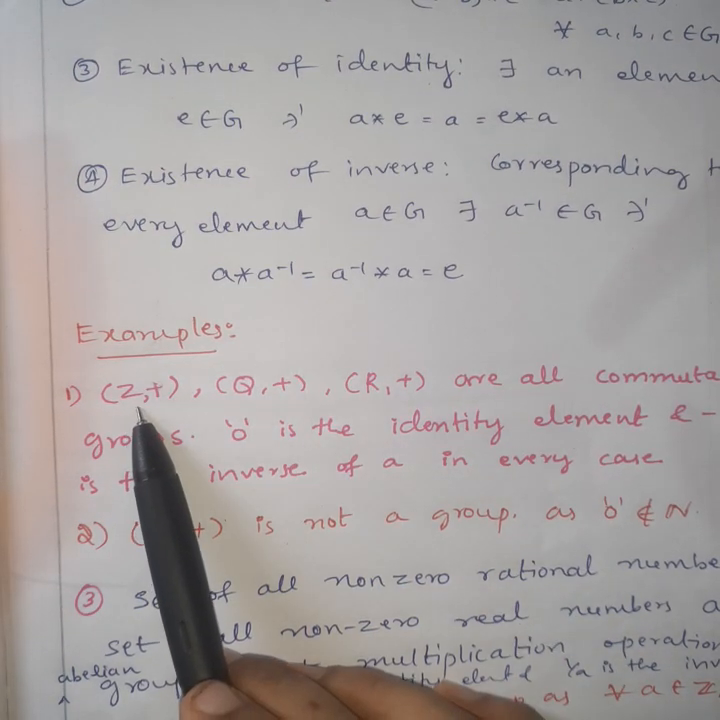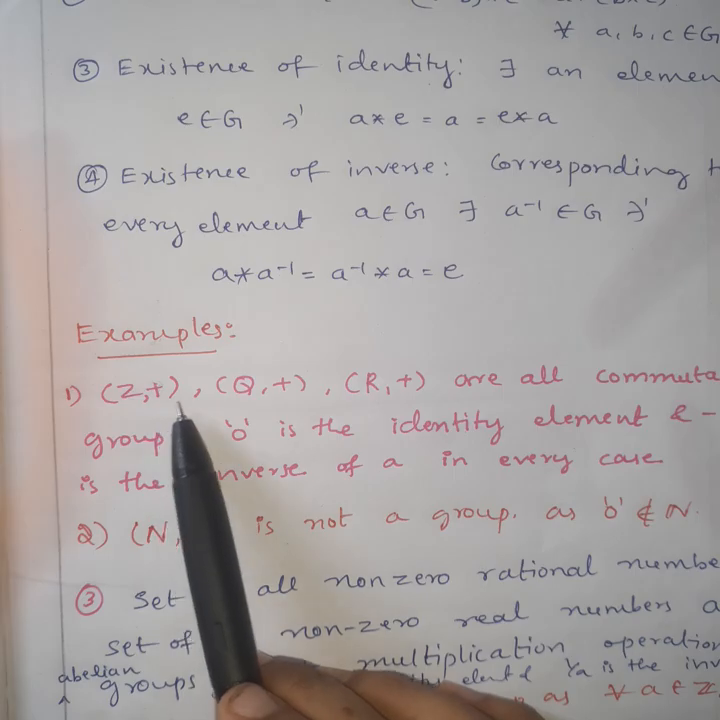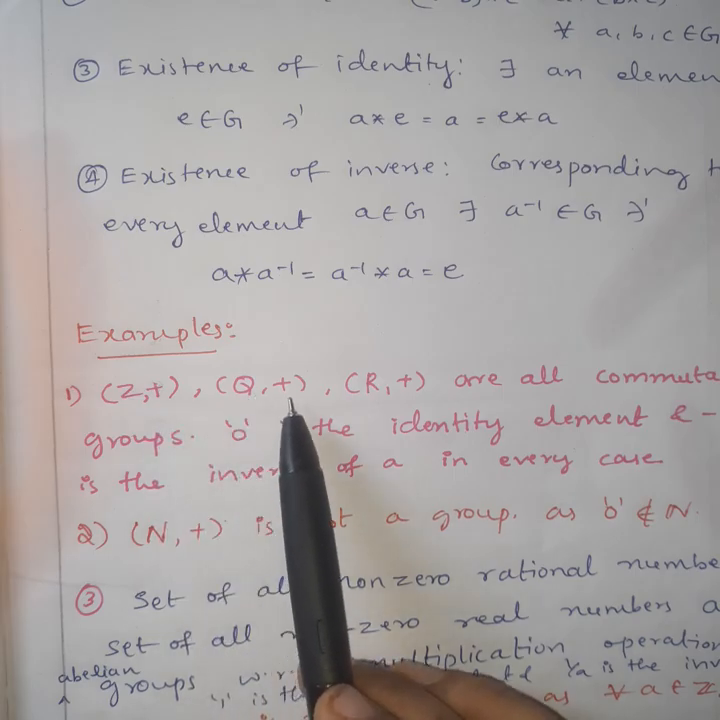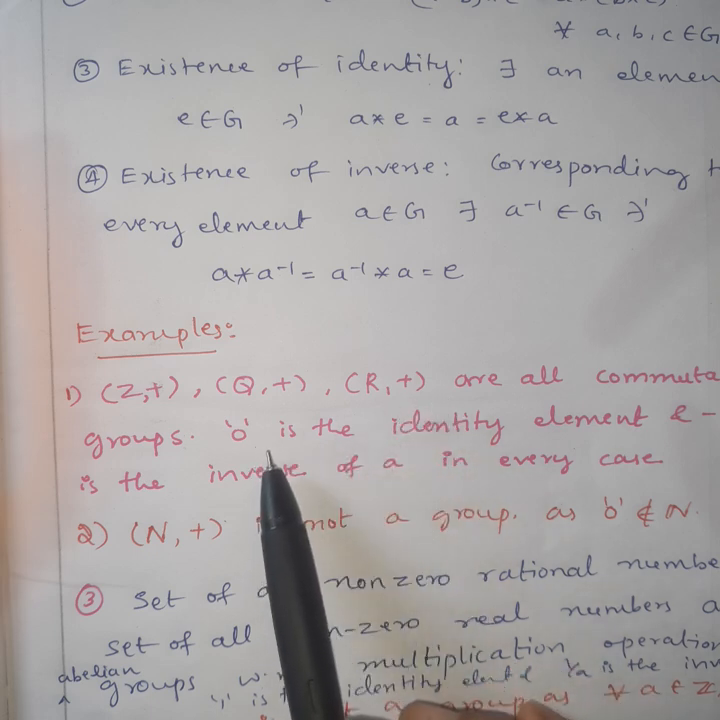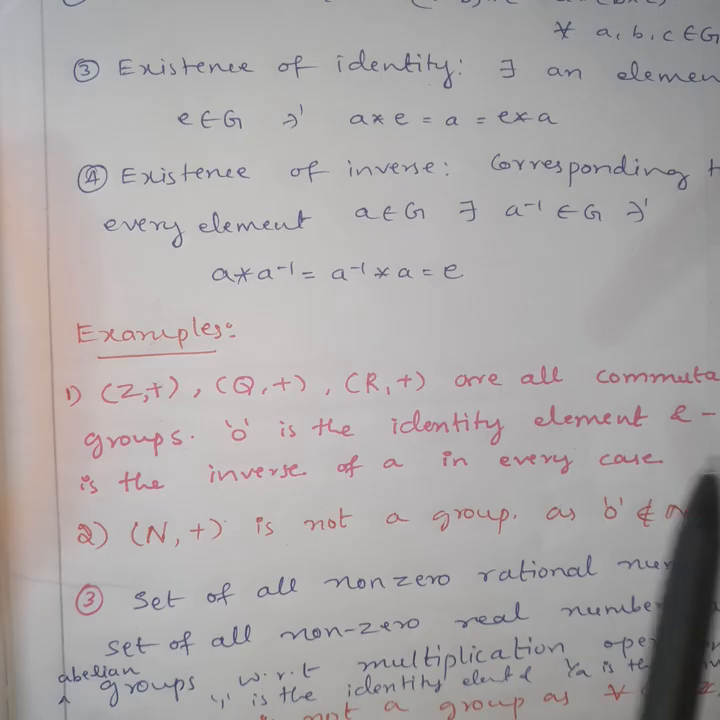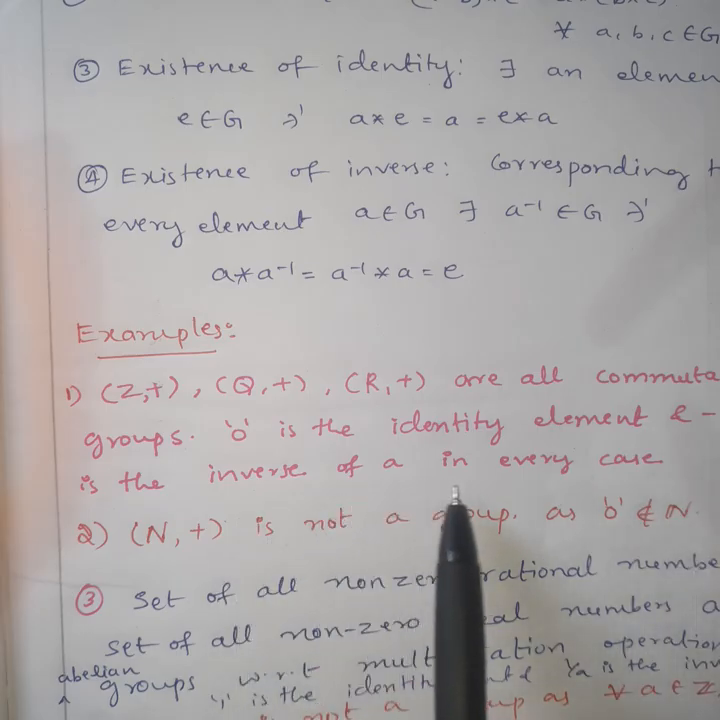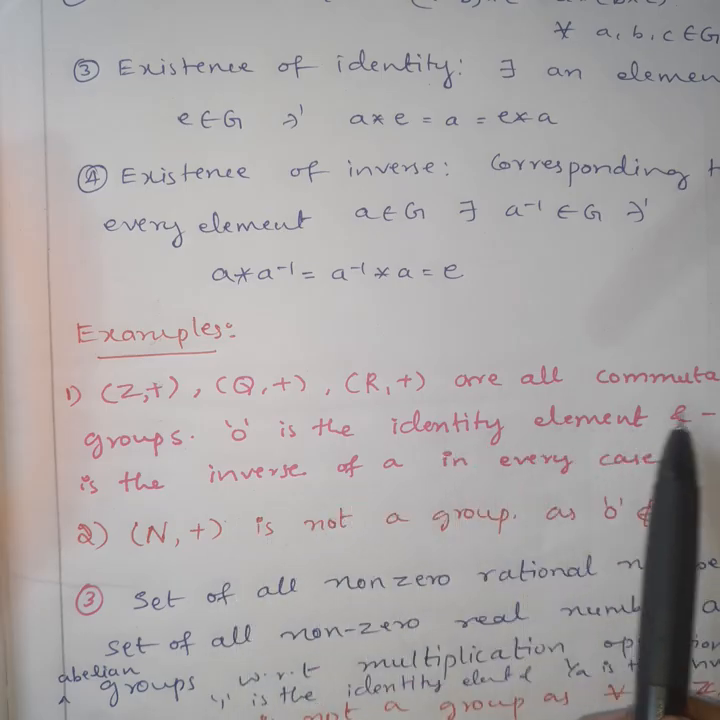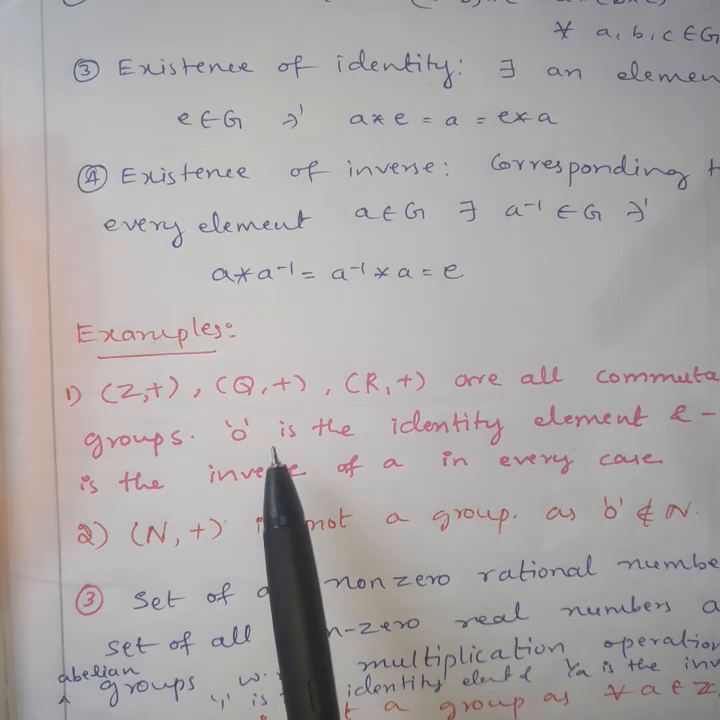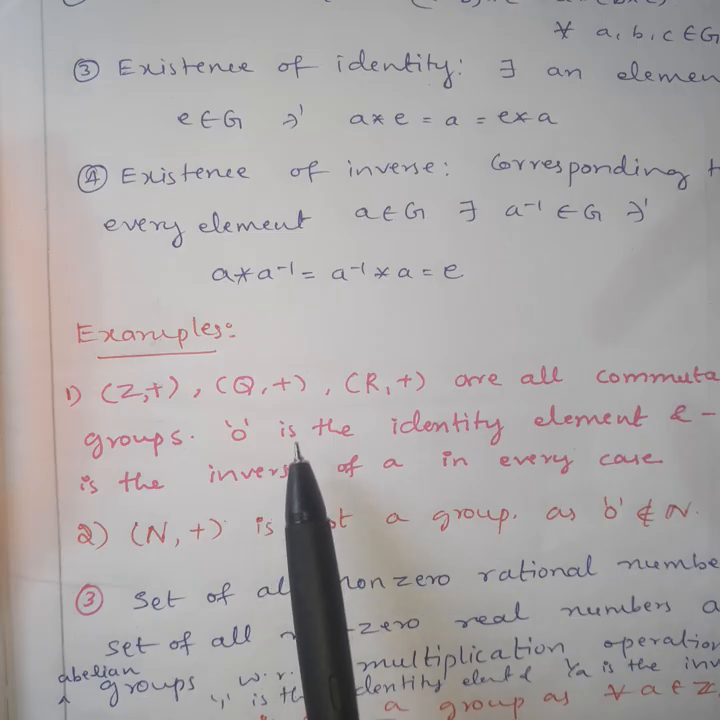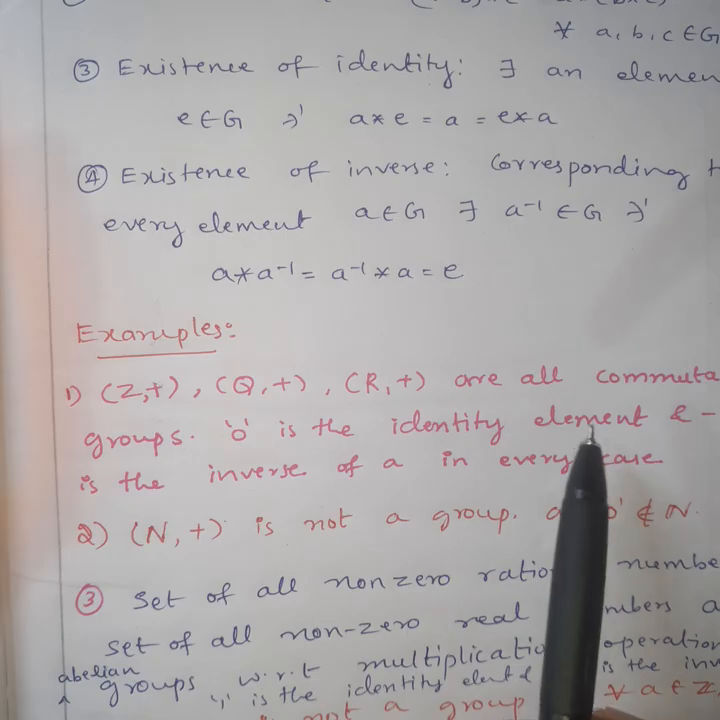Z, the set of all integers with respect to the operation addition, the set of all rational numbers with respect to addition, and the set of all real numbers with respect to addition are all commutative groups, where 0 is the identity element and minus a is the inverse of a in every case. So what do we mean by a commutative group? A commutative group means the binary operation is commutative. That is, for all a, b belongs to G, a star b equals b star a, then we say that the binary operation is commutative.